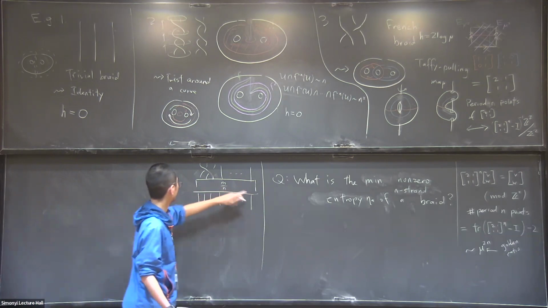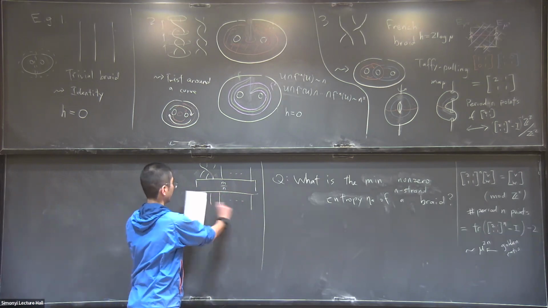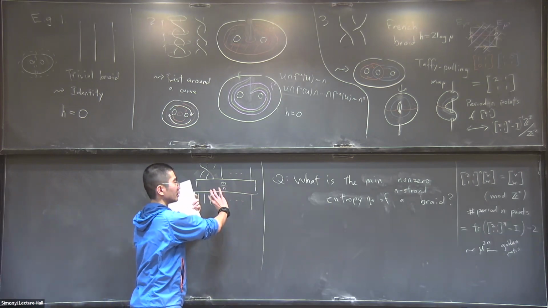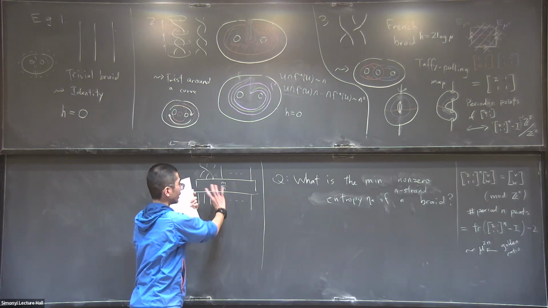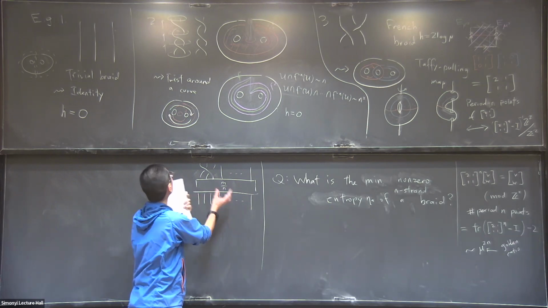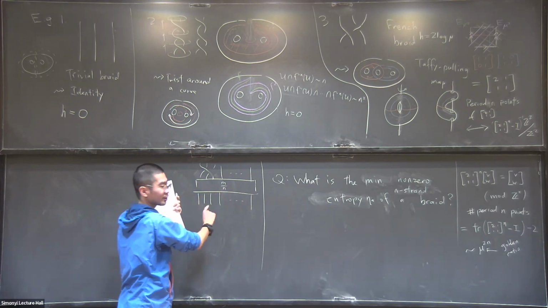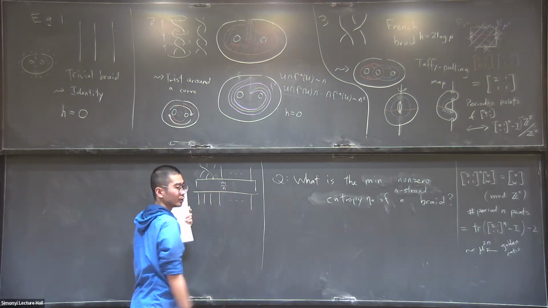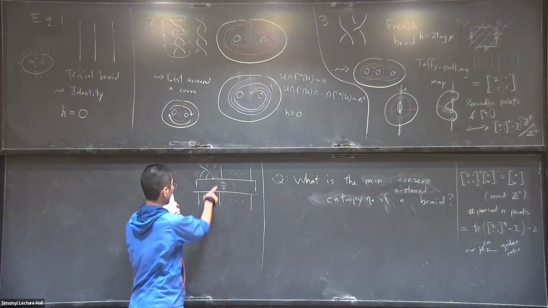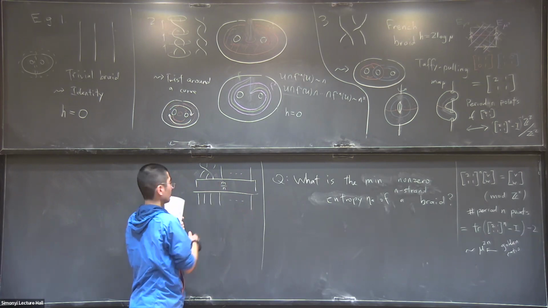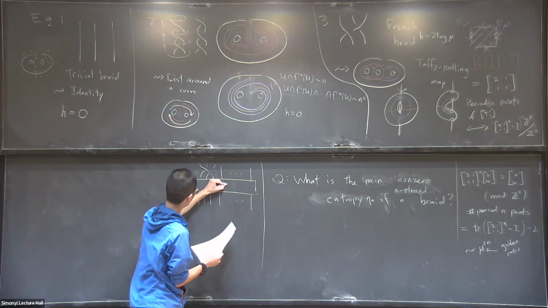So this box, what's happening in this box is that you have n strands and you basically do one n-th of a twist. Here you have n strands, you do one n-th of a twist m times. Where m is what? Well, m depends on n.